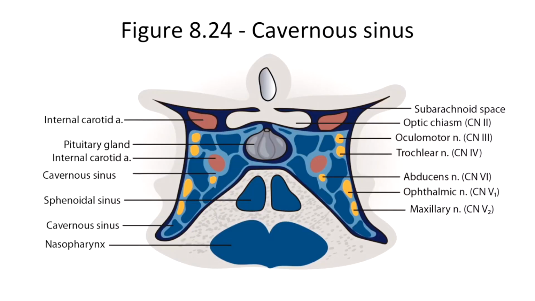This is figure 8.24, which shows a coronal view of the cavernous sinus. For Step 1, you need to know which cranial nerves pass through the cavernous sinus. As we can see from this image, cranial nerves 3, 4, part of 5, so V1 and V2, as well as cranial nerve 6, all traverse the cavernous sinus. We can also see the optic chiasm right here, which is part of cranial nerve 2, and that is directly above the cavernous sinus. If you were to see an unlabeled picture similar to this, you'd be expected to know where each cranial nerve is, so take some time to memorize this image.